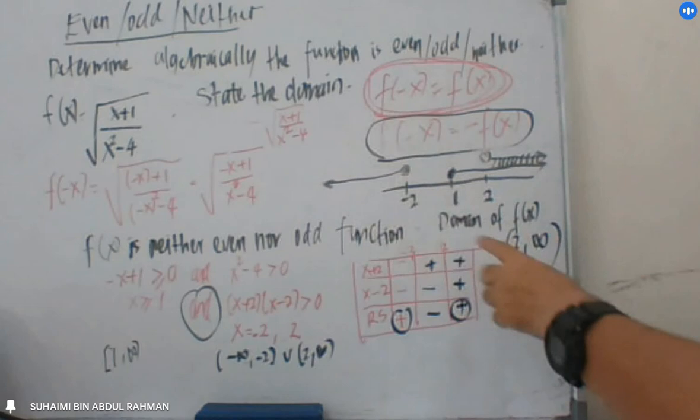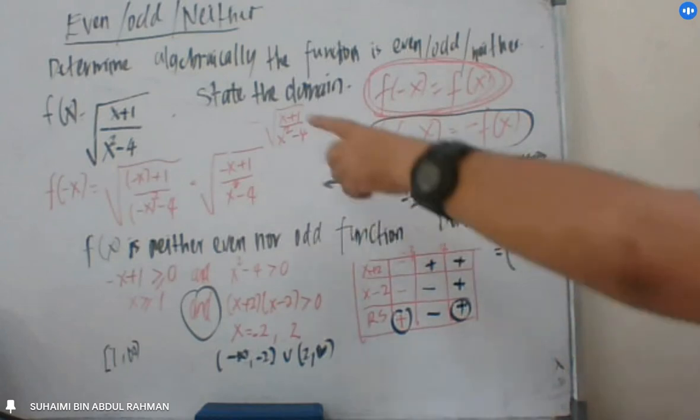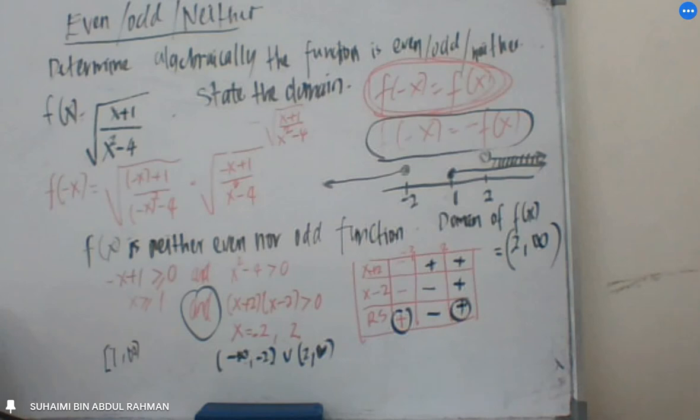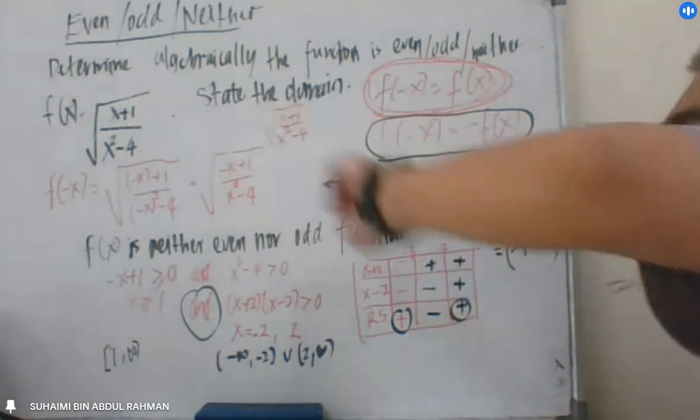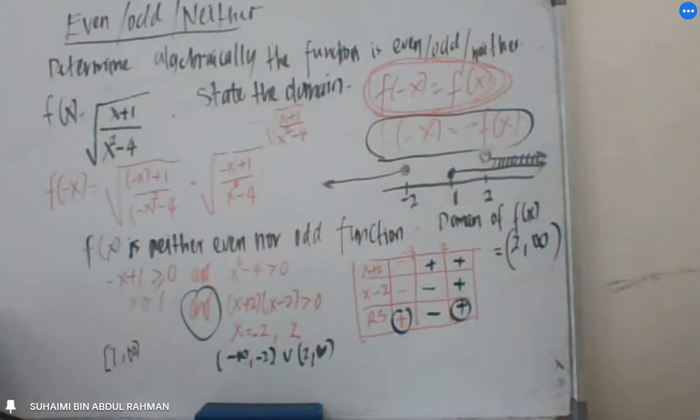So, another one to make sure: take one number inside this and try to substitute. Can or cannot? What is a number inside this? 3, for example. Try to substitute. Can. Therefore, it's correct. So, it's simple.